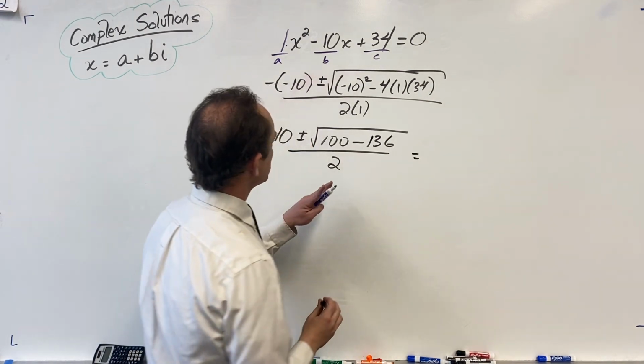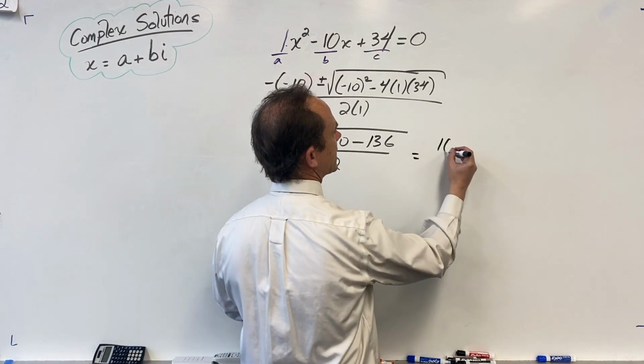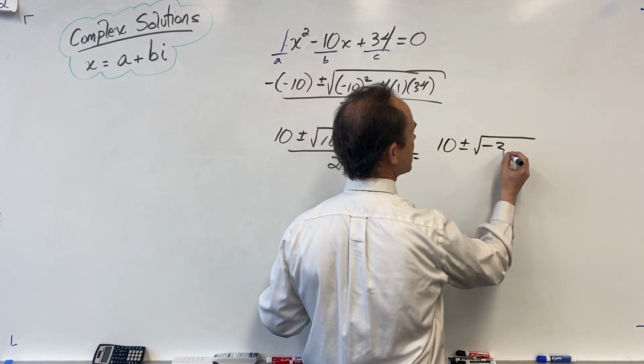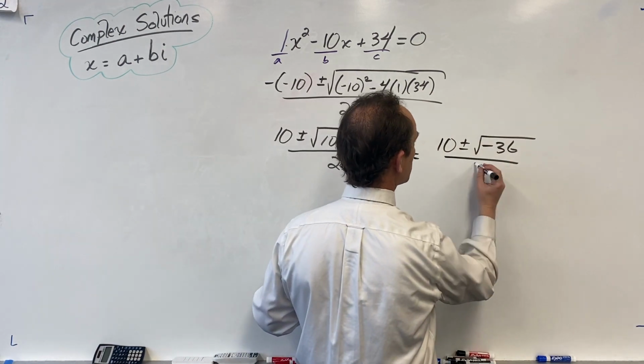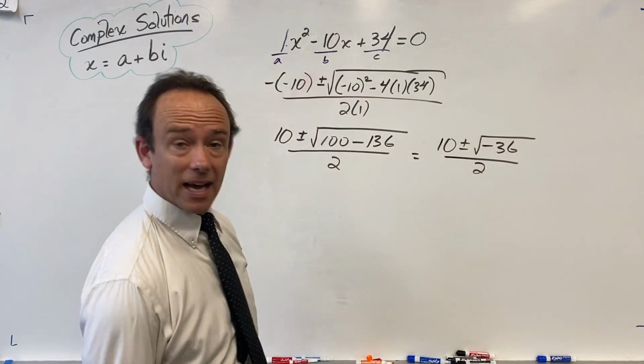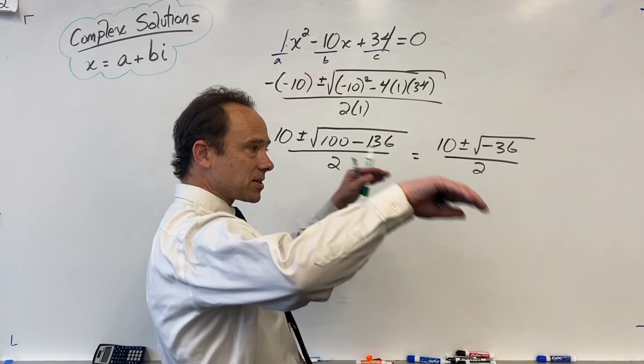All right. So let's simplify this radical. So we got 10 plus or minus the square root of negative 36 over 2. So here's some fun. Why don't you pause it and see if you can't take that a little further. Pause.